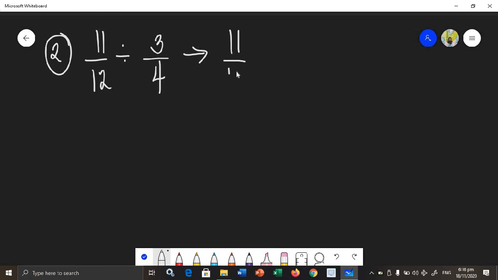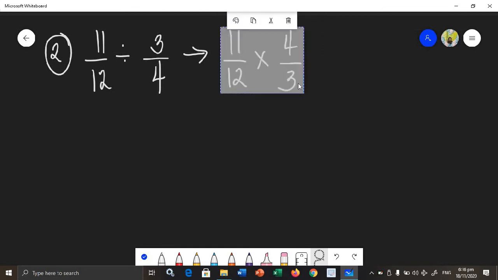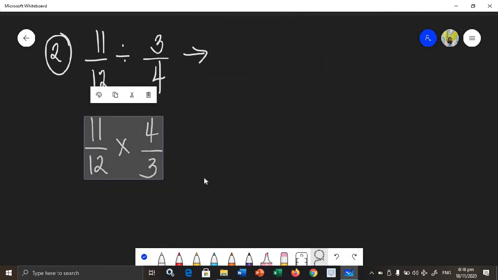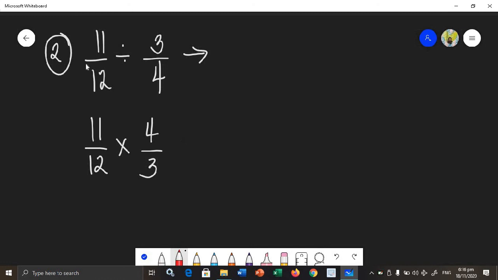So again, you need to rewrite the given. So 11 over 12, change the operation into multiplication, get the reciprocal of the divisor, so it will become 4 over 3. And we will use this to find the quotient. And then cancel out the numbers that have a common factor. So in this given, we can cancel out 4 and 12. May common factor pa sila, which is 4. So 4 divided by 4, that is 1. 12 divided by 4, that is 3.